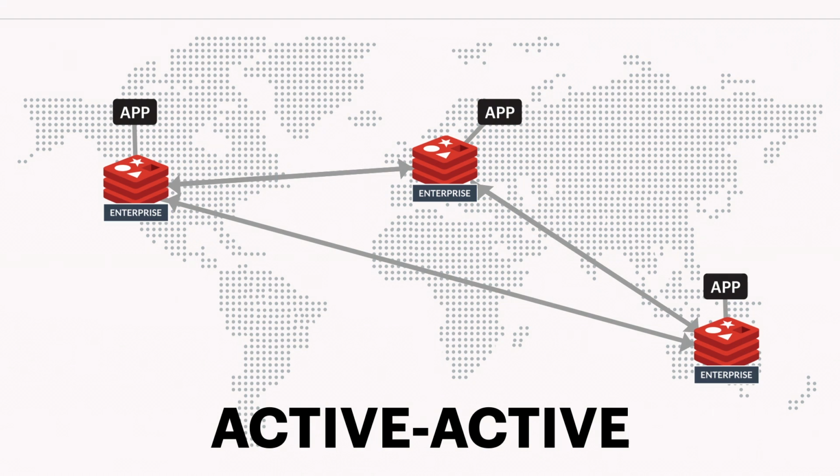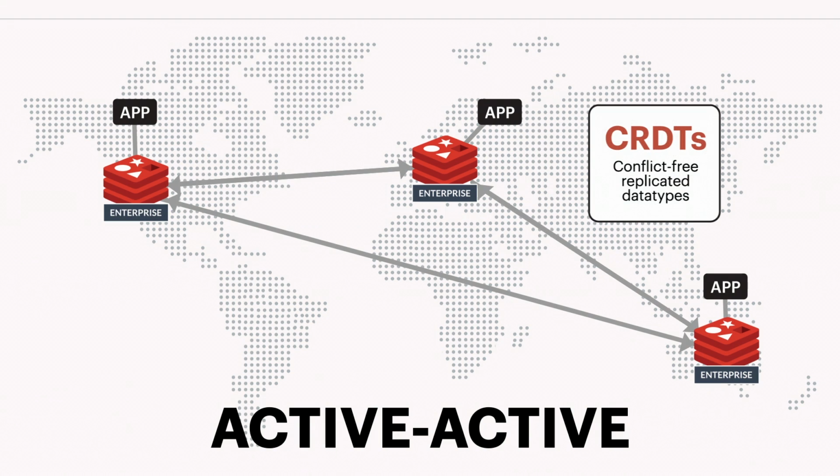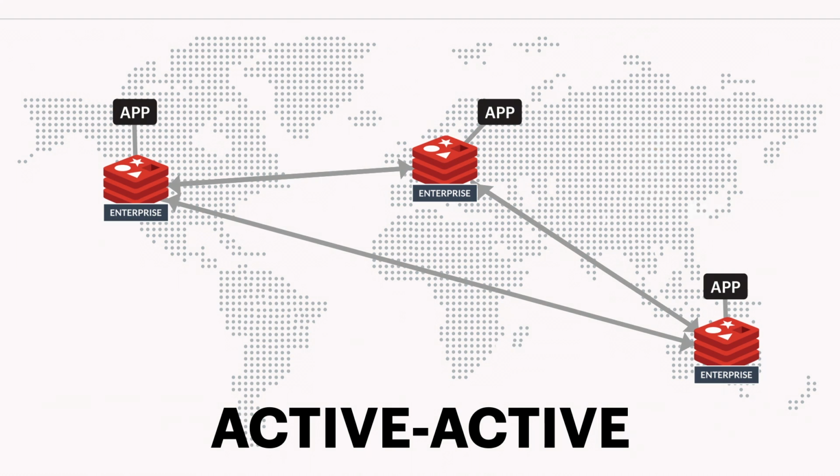The technology that makes that happen is something called CRDTs. That stands for conflict-free replicated data types. We have a CRDT white paper and some other resources on our website if you'd like to learn more. For our purposes here, we'll simply say that CRDTs define very precise rules for how changes should be replicated and resolved.